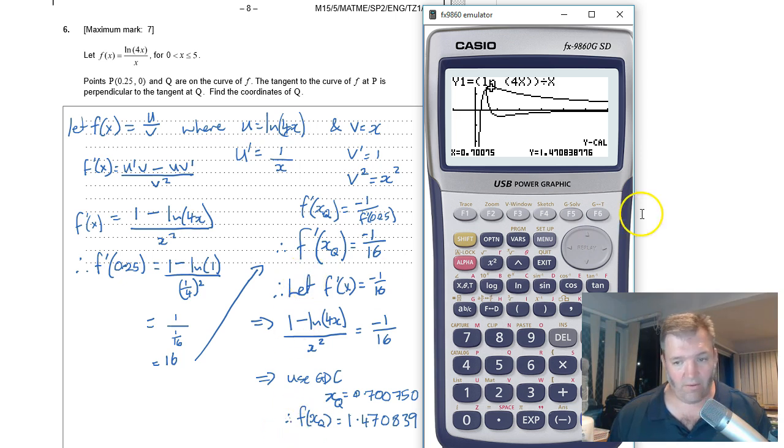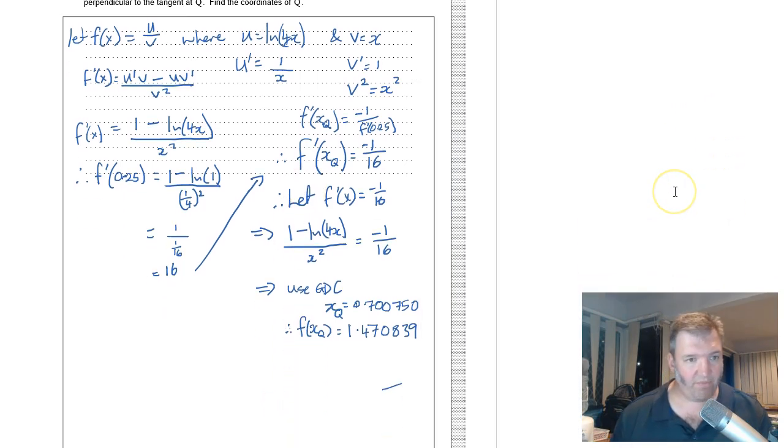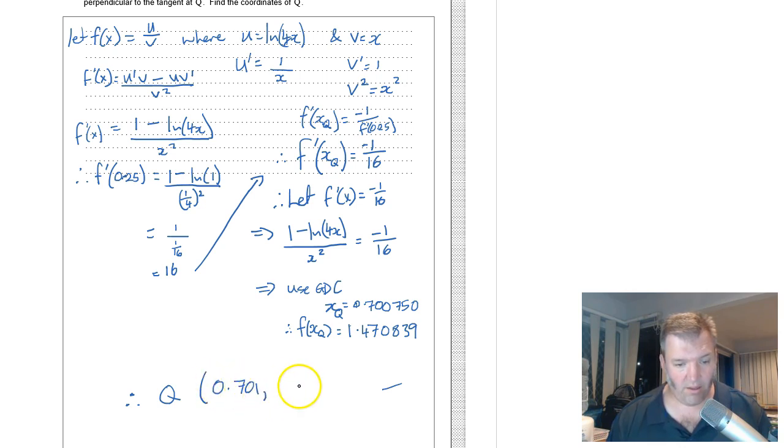That's good. So, what does that give us overall? Find the coordinates of Q. Well, we're done, aren't we? So, therefore, Q is the point. Now we can go to 3 significant figures. It's our final answer. (0.701, 1.47). And we're done.